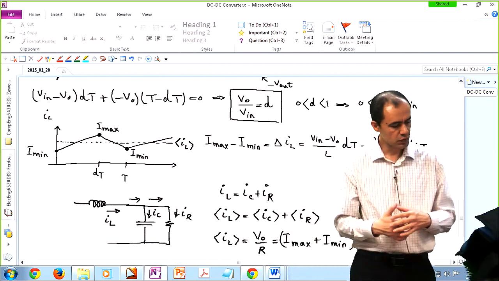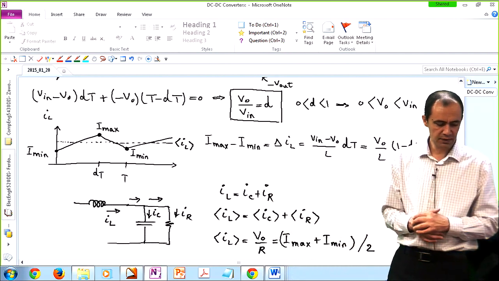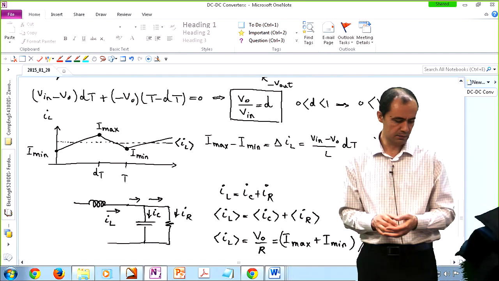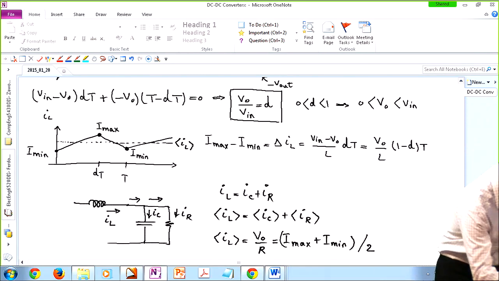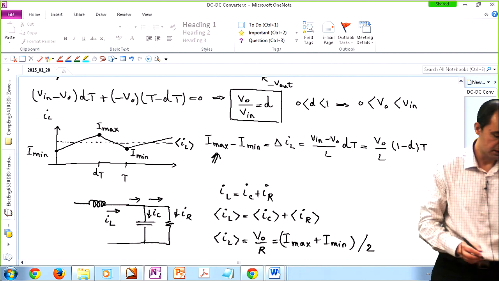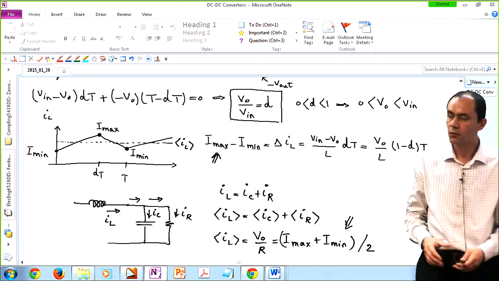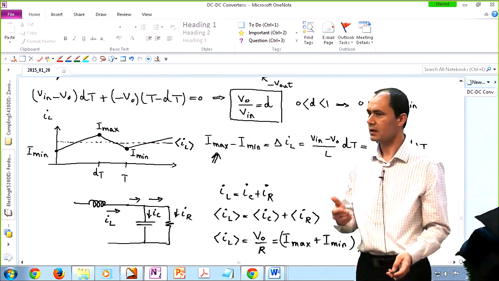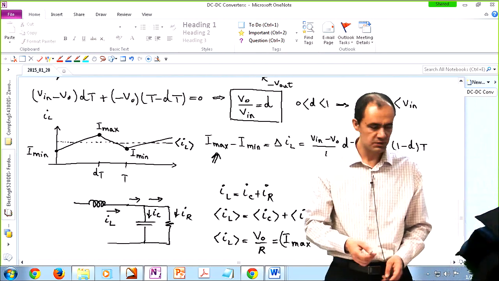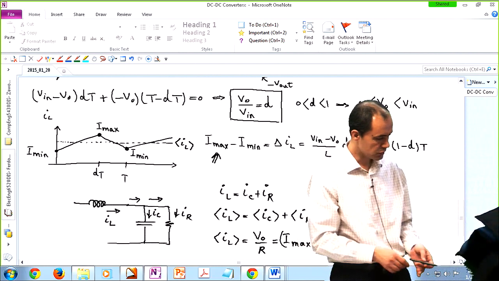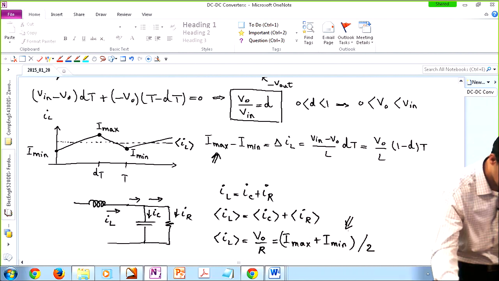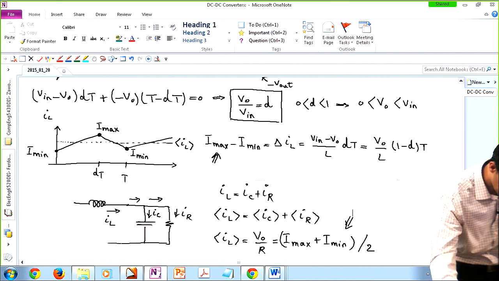So this is how you can proceed to finding Imax and Imin, because on one side, you have the difference between Imax and Imin, and on the other side, you have what happens if you add Imax and Imin together. It would be 2 times V out over R. So if you solve these two equations, you will end up with an expression for Imax and Imin.